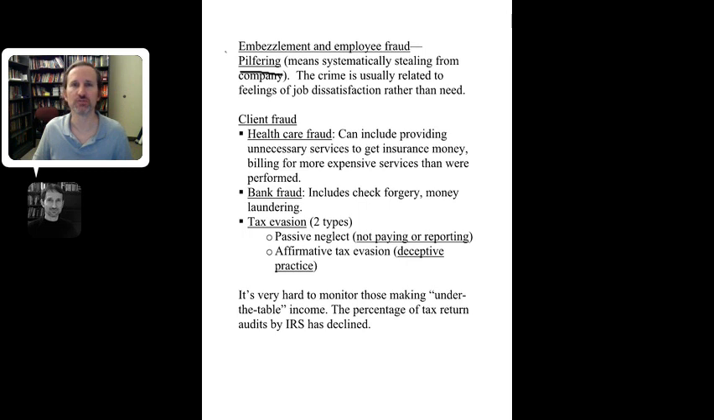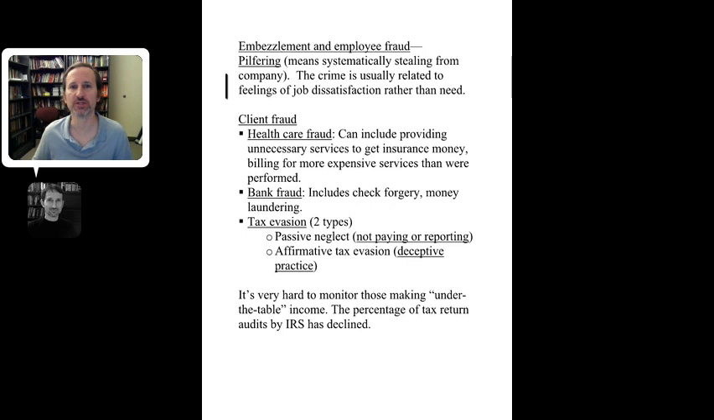Pilfering is systematically stealing from a company or a business. So as an example, maybe you are dissatisfied with your workplace and you decide to regularly take home office supplies. My mother at one point worked for an elder care facility, and the employees there were very underpaid, and they would end up doing things like stealing the syringes from the workplace.